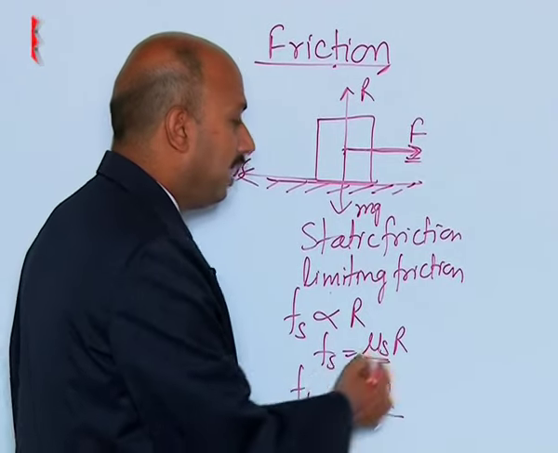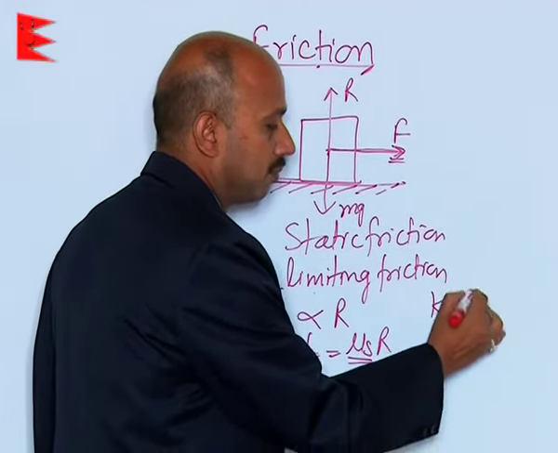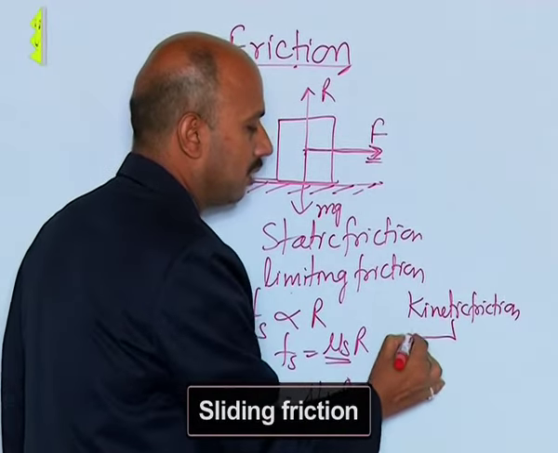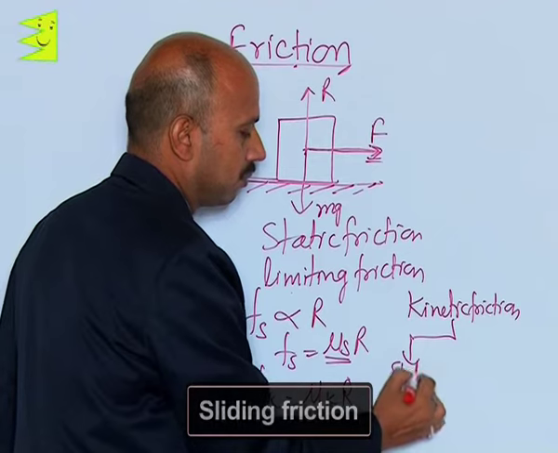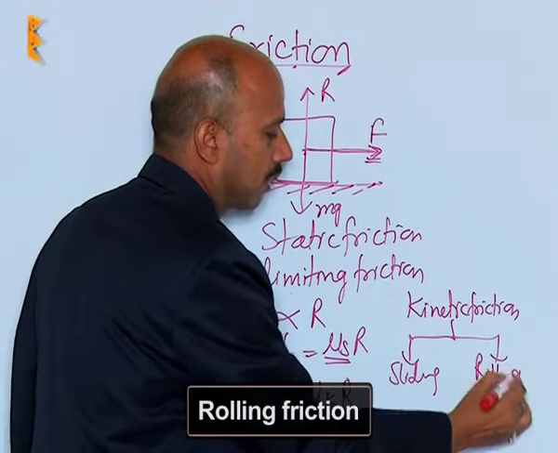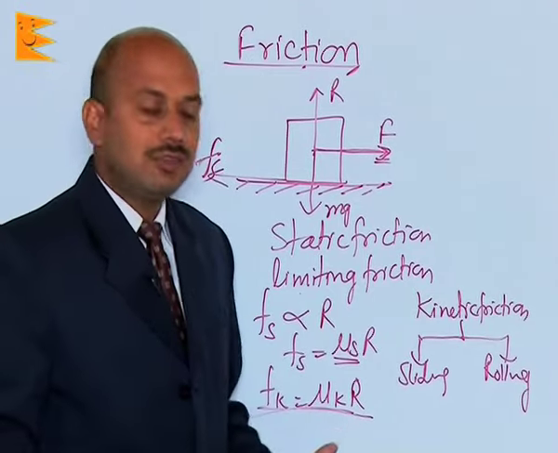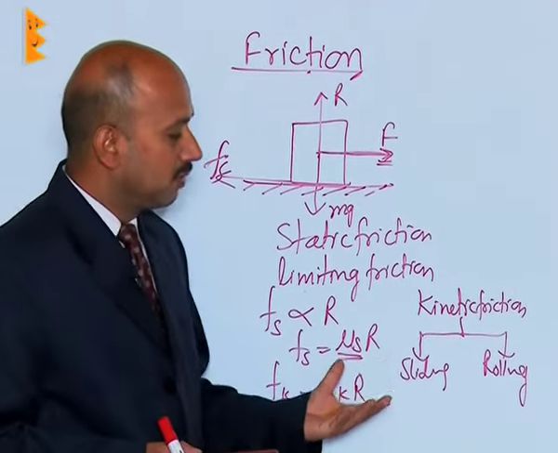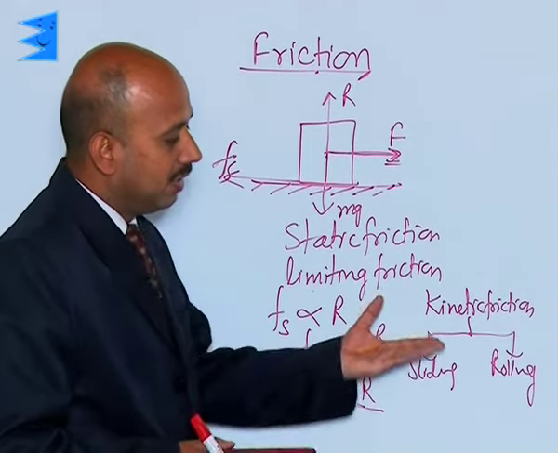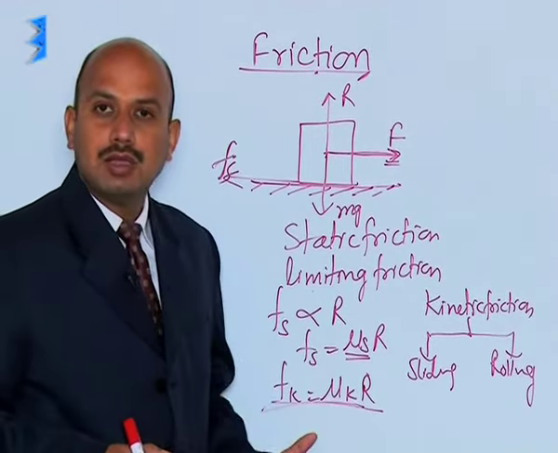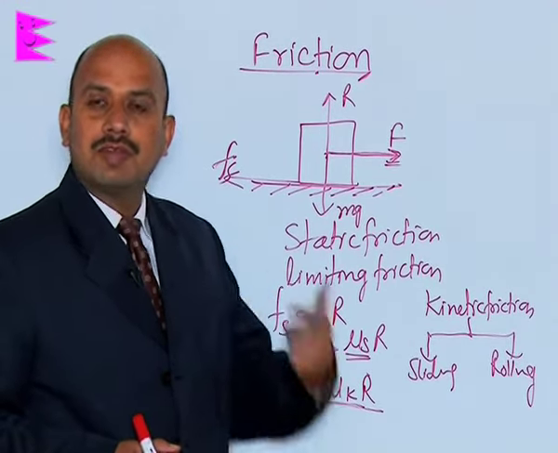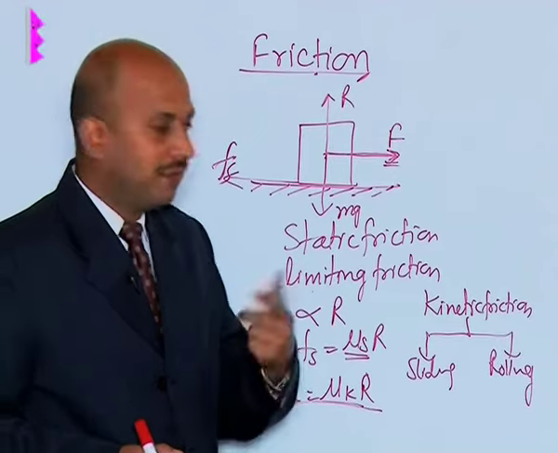Now, kinetic friction can be of two types. One is sliding, another is rolling. Sliding friction, when one body slides over another surface, whatever the frictional force is acting, that is called sliding friction. And kinetic friction in case of a car's wheel, when the car moves on the road, its tire keeps on rolling and whatever the frictional force is acting, that is called rolling friction.